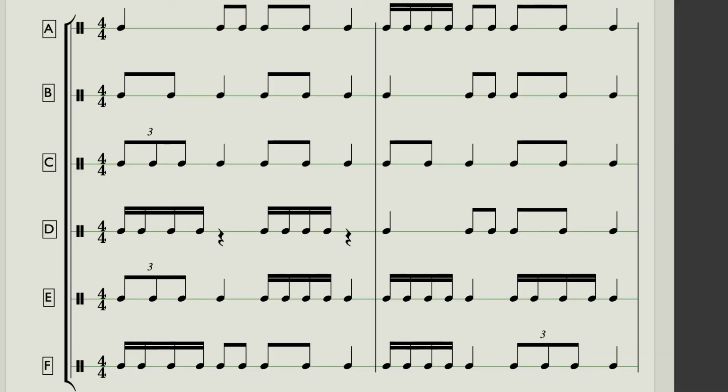Number 4. Ready? 1, 2, 3, and 4, and. And again, 1, 2, 3, and 4, and. And again, 1, 2, 3, and 4, and.